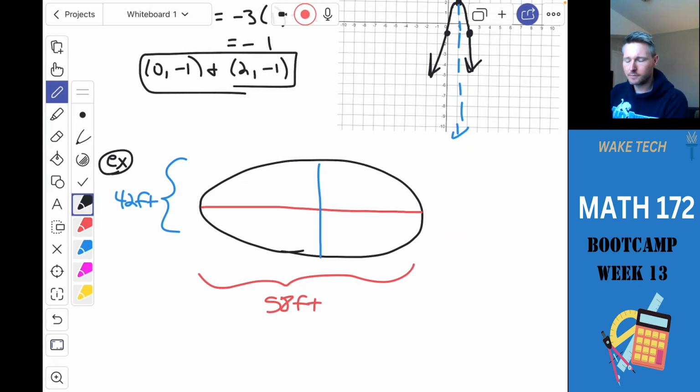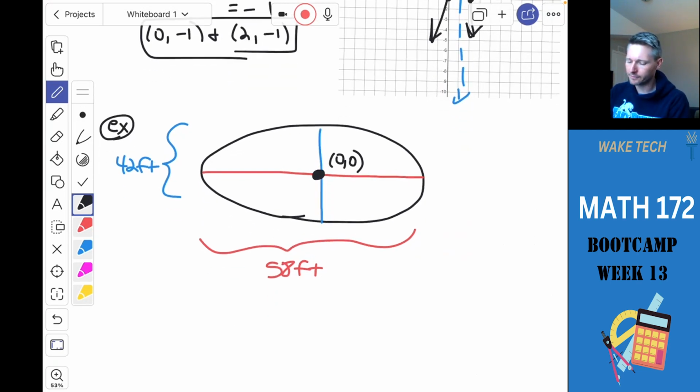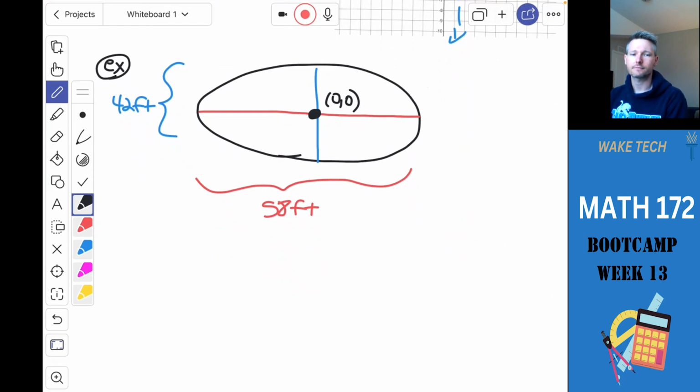In addition to this, the problem says assume that the center of the pond is at the origin. Meaning if we were to have a graph, a grid behind this, the center would be at the ordered pair 0, 0. So the question is to write the equation for the outer edge of the pond, of the ellipse. So we've incorporated everything from the problem. Questions for me about anything we've labeled?